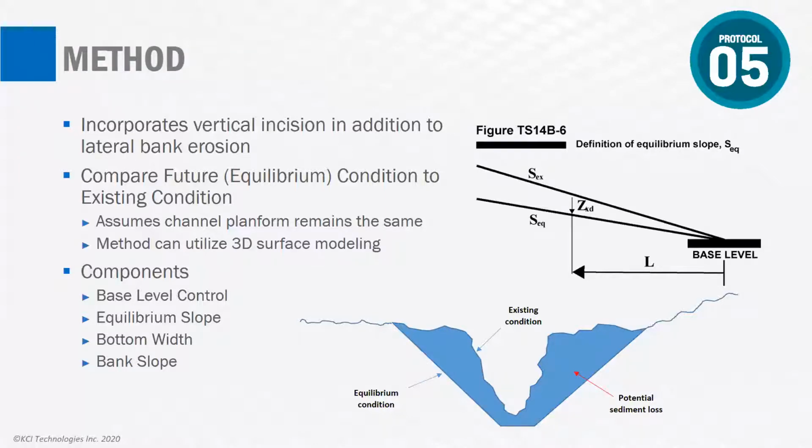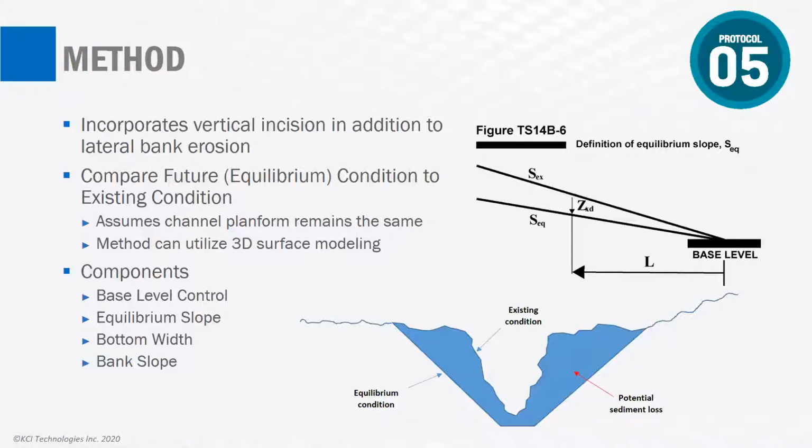So in order to do this, you should compare future or equilibrium conditions to existing conditions. So the equilibrium condition represents what a channel would look like if the channel was left alone and continued to incise until the equilibrium slope and the banks continued to erode to the stable angle of repose. So equilibrium conditions are not the design conditions and really just represent what the channel would look like if the existing instabilities were not addressed.